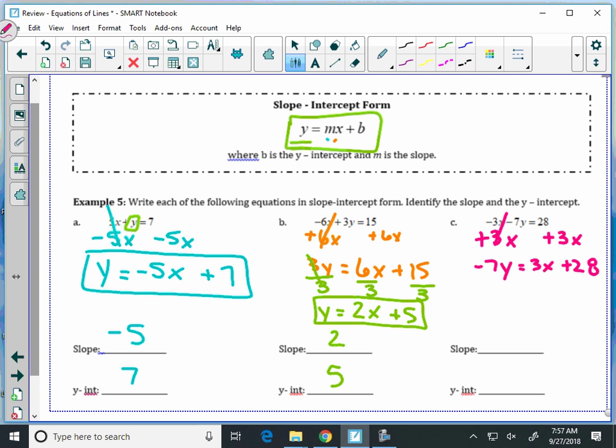Is y by itself yet? Nope. What do we have to do next? Frank, what are we going to do to get y by itself? By what? Good. By negative 7. Get y is equal to, does 3 over negative 7 simplify? No. And when we do rewrite it, a positive divided by a negative is a what? Negative. So we're going to write it as negative 3 over 7. Don't change it to a decimal. That will make your life a little more difficult. Just leave it as a fraction. Plus, what is 28 divided by negative 7? 4.